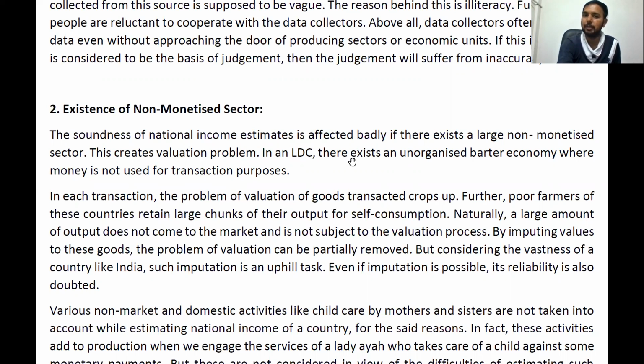This creates a valuation problem. In the LDC, there exists an unorganized barter economy where money is not used for transaction purposes. So guys, in many rural areas, even now, people use the barter system, meaning they exchange goods and services to get other goods and services. There is no use of money. So in this kind of case, they will use only goods in exchange for goods. So there will be the problem of the monetary form of those products. So we will again have difficulty measuring national income in such a situation.